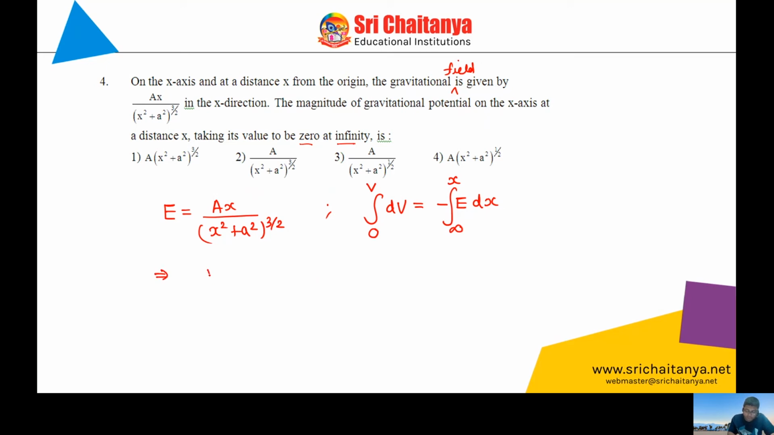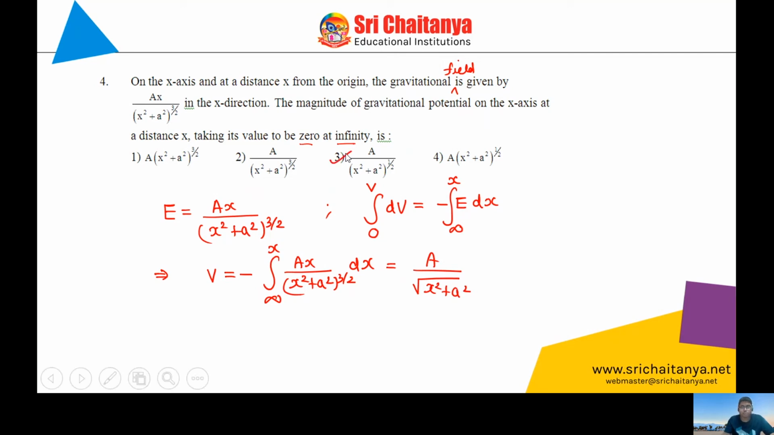So the left hand side will be simply V, and the right hand side, E is given as ax upon (x square plus a square) to the power 3 by 2 into dx, and we have to integrate it from infinity to x. Just solving, you will simply get it as a upon root under x square plus a square. So I think option 3 is the right choice. So that is for question number 4.